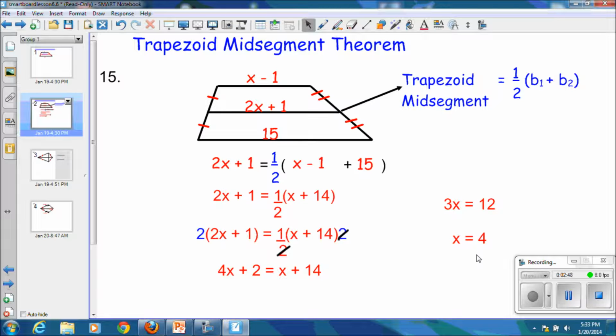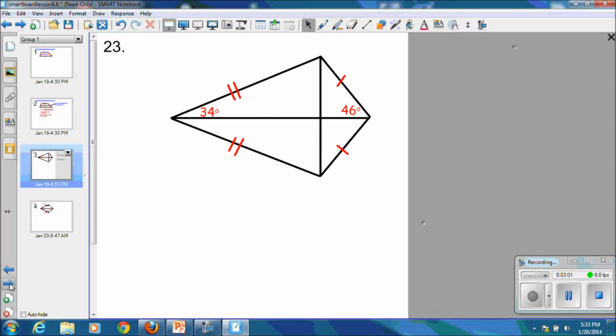Perfect example of how you're going to use the trapezoid mid-segment. Just plug everything right into the formula and then solve for x. And then if it were to ask you for the actual length, then you would just plug x back in. Let's take a look at another problem.